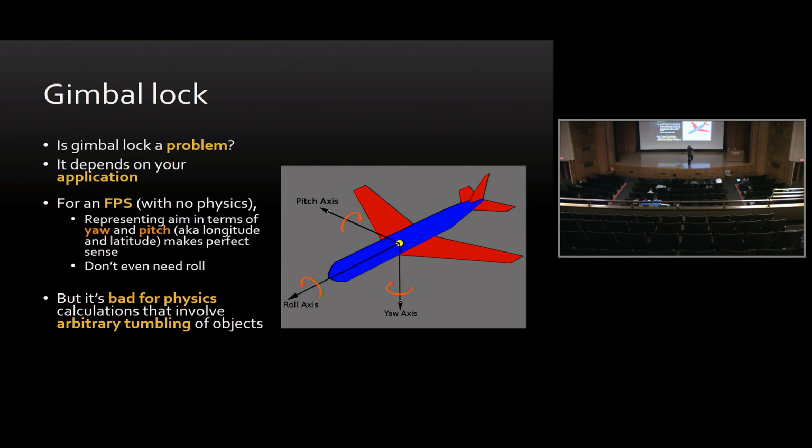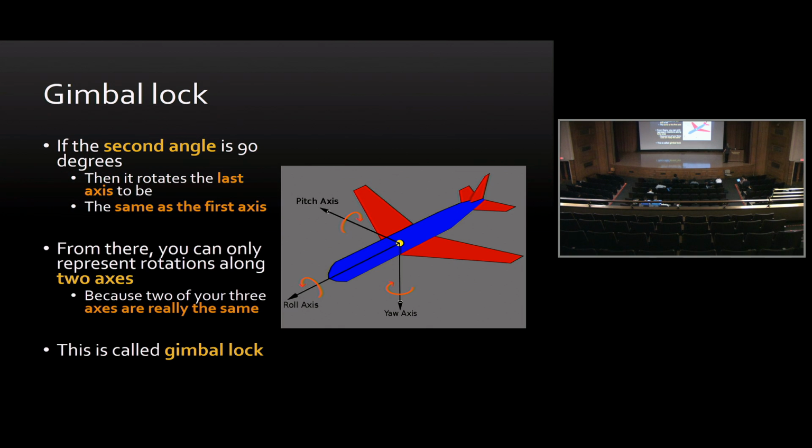Yeah? So, just about the previous slide, that was talking about gimbal lock. If the second angle is 90 degrees and it rotates the last axis to be the same as the first axis, this is probably a stupid question, but why doesn't the first axis also rotate out of the way? Just think of it this way. I mean, that's not a stupid question. This is legitimately confusing stuff.